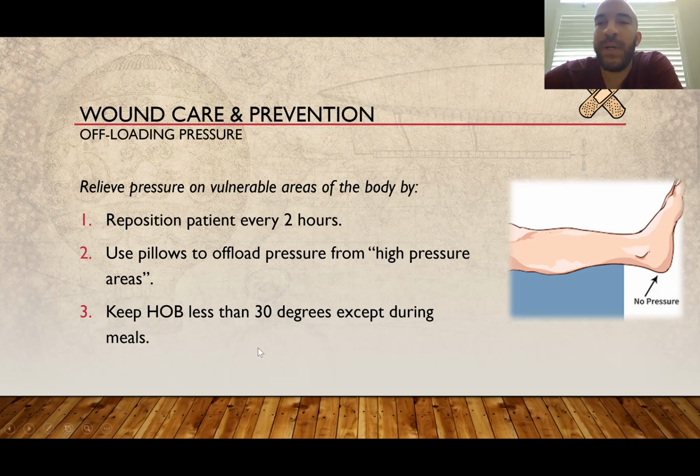What else can we do? We can reposition the patient every 2 hours, making sure that we're turning the patient from side to side. Maybe they don't like having their leg floated. So we're just making sure we're turning them from side to side, so they're not laying on their back and the foot isn't resting completely on the heel. We're turning them from left to right, maybe putting a pillow in between their ankles. You see, we're still floating the heel if there's a pillow between the patient's ankles as they're laying on their side. And we're keeping the head of the bed less than 30 degrees except during meals.